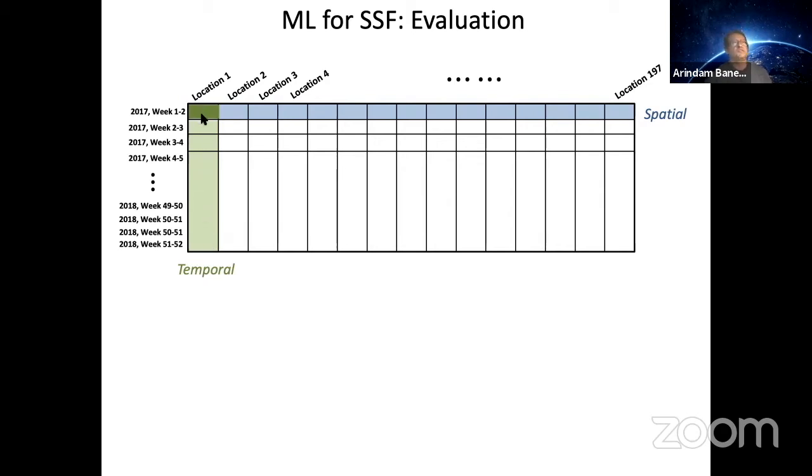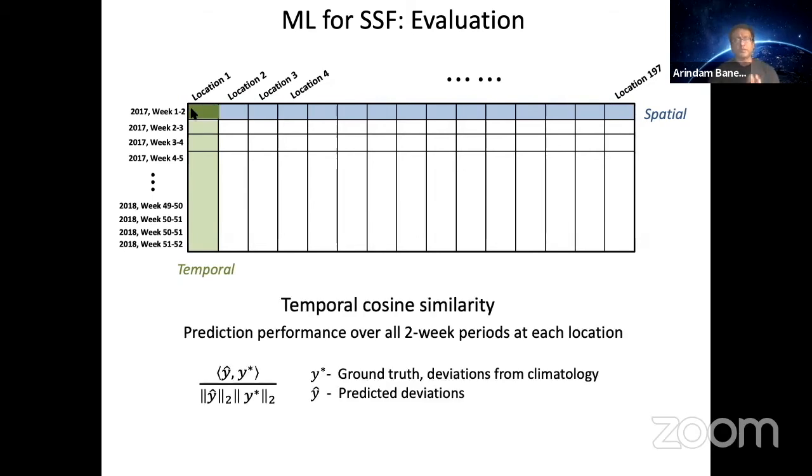So this is how we are going to be forecasting a time series, and then we can also look at the evaluation on that 2-week period and all locations. That will be the spatial performance in that 2-week period. For the purposes of this talk, I'm going to show you results on the temporal cosine similarity, basically the prediction performance over each 2-week period over 2 years.